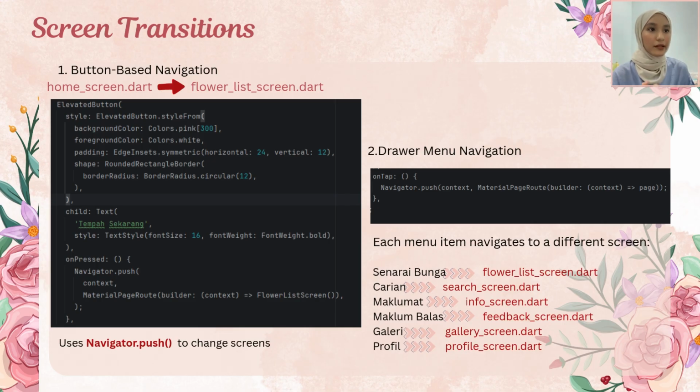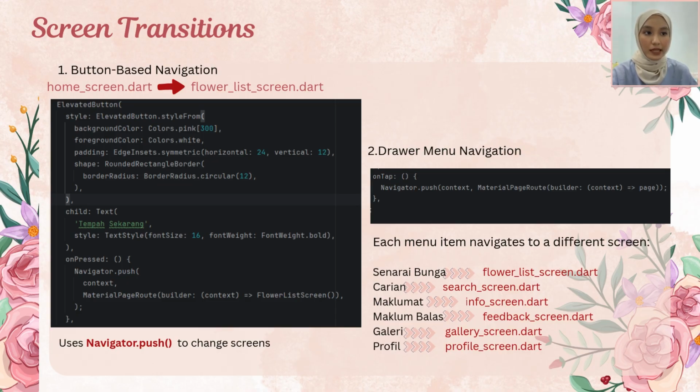Okay, so on this slide, I will explain how screen transitions work in our Flutter app using Navigator.push. We have implemented two main ways for users to navigate between different screens. The first one is button-based navigation. On the left side, you can see an example of a button in home_screen.dart that takes users to the flower_list_screen.dart page. We use an elevated button style with pink color and rounded edges.